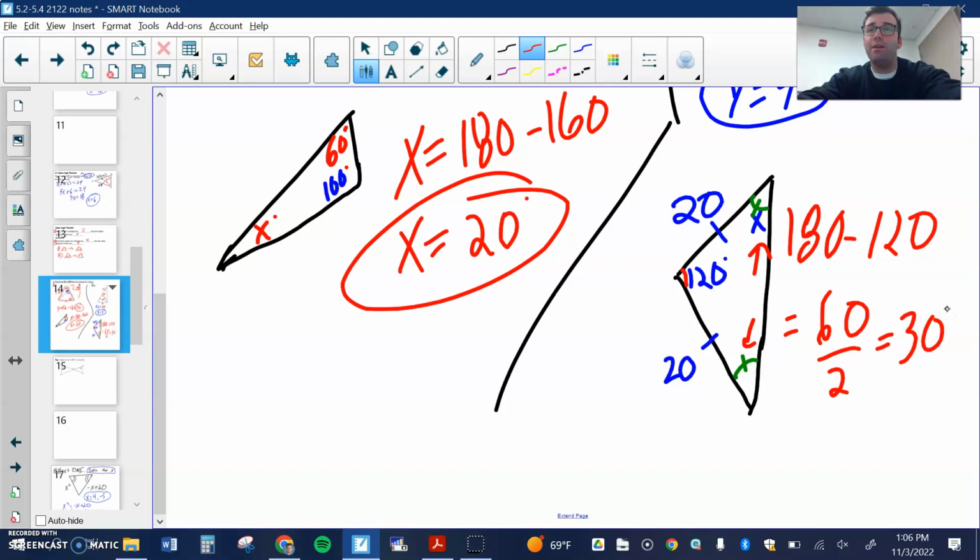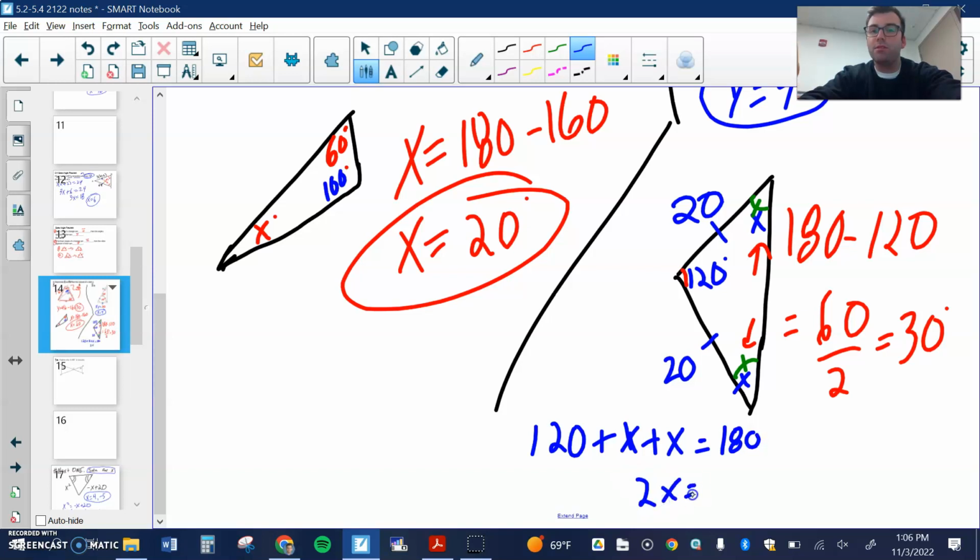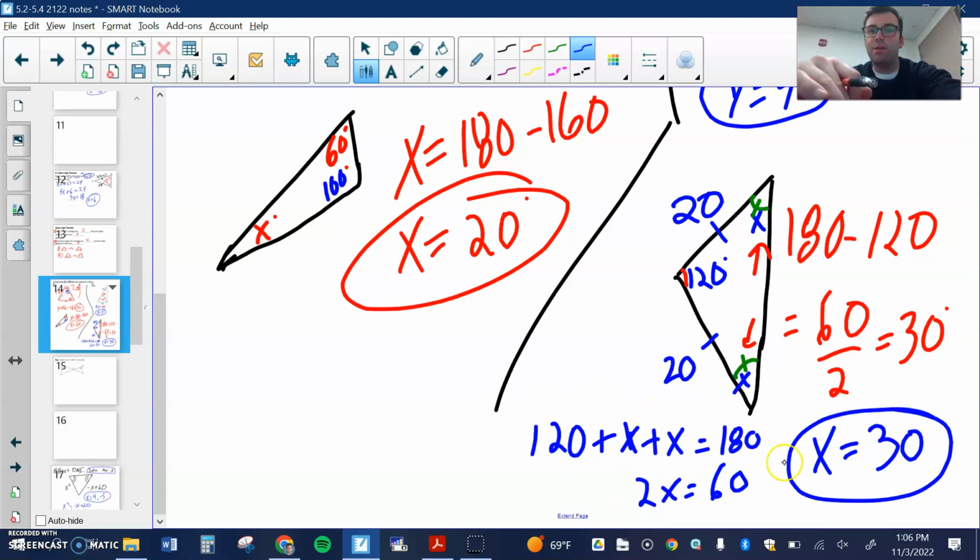Now, if you want to think about it algebraically, I'll show you an algebraic equation as well. Since they're congruent, I can also call that one x. So I know that 120 plus 2x must equal 180, or 2x equals 60. So again, x is 30. Now, how did I get that 60? I got the 60 by subtracting the 120 from both sides. All right.